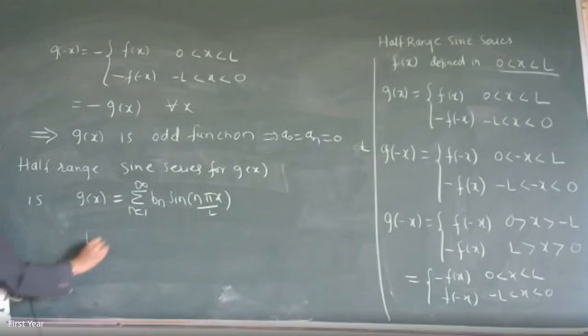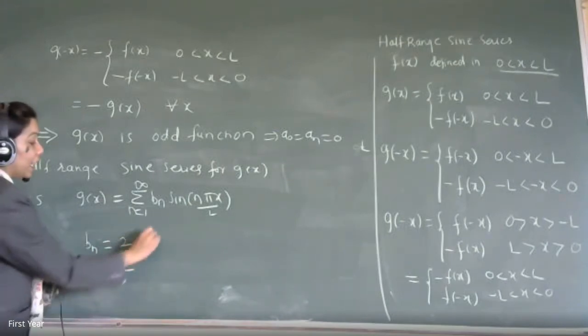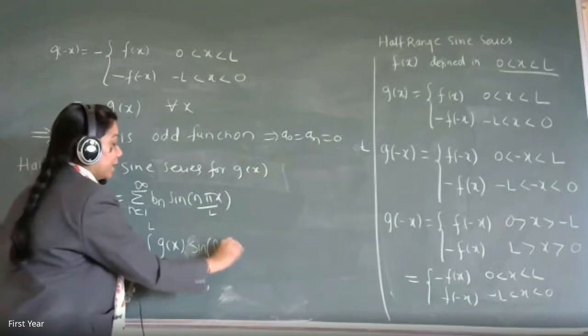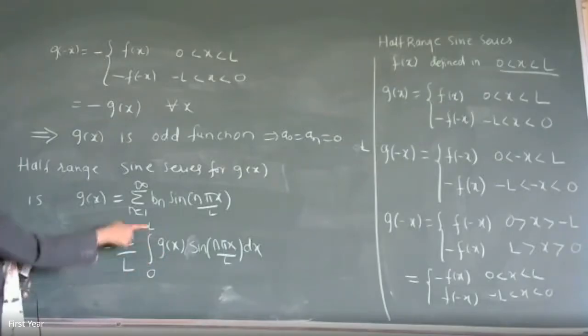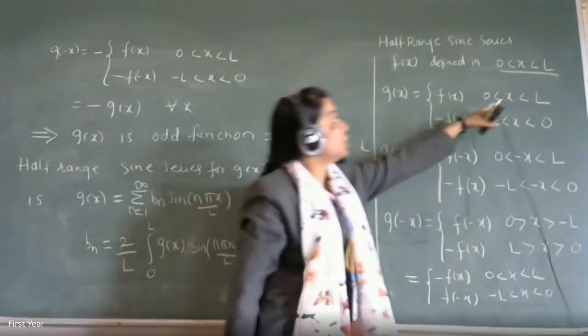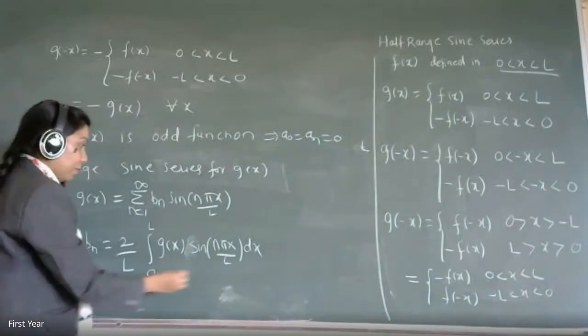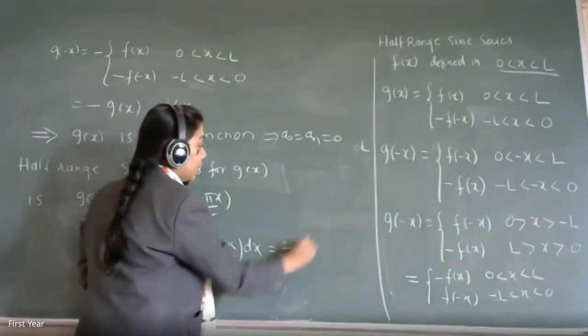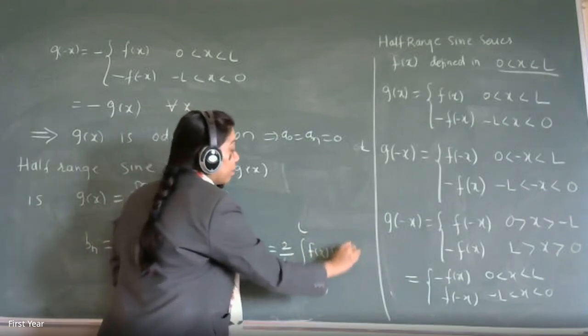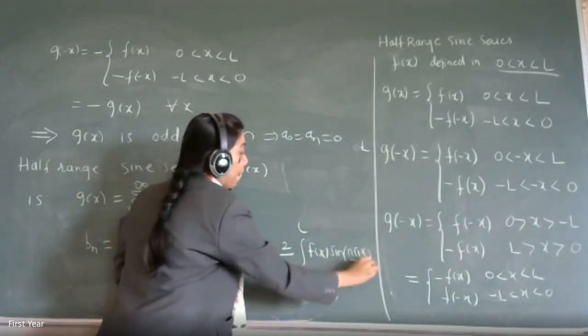bn will be, what is the formula for the function? 2 by L into integration 0 to L, g of x into sine of n pi x upon L dx. But what is g of x in 0 to L by definition? Let's see. g of x in 0 to L is f of x. And therefore, this formula equals 2 by L integration 0 to L f of x into sine of n pi x by L dx.